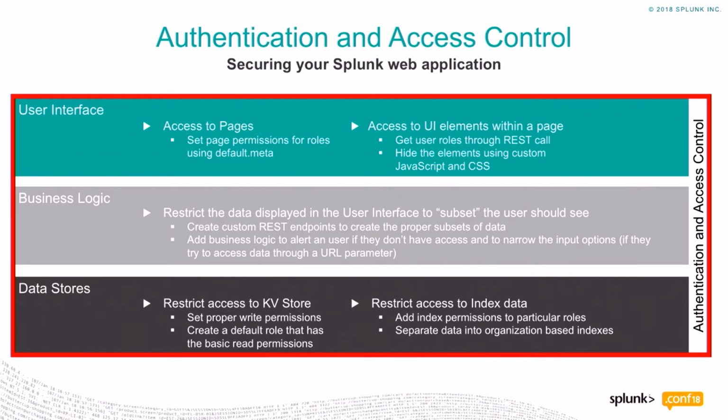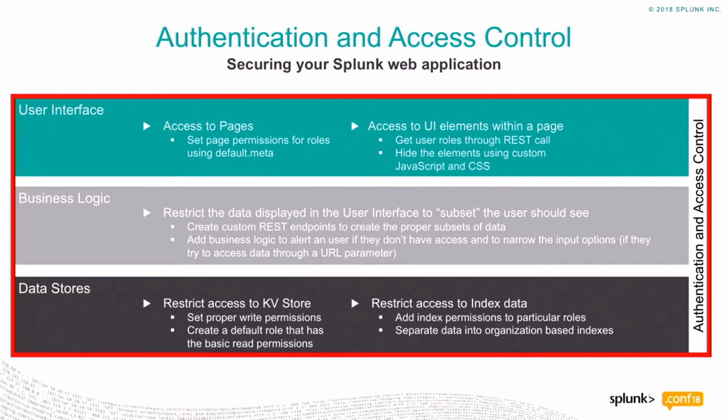So for the user interface, we use the default.meta to just stop users from accessing particular pages. We then also used the REST calls you can use through Splunk to actually get the user's roles and permissions, and use that along with JavaScript and CSS to hide different elements and pages that they do see that they shouldn't have access to. Then the second piece, how do you actually make that stick, is you use the web services to filter the data coming back in the first place and make sure that you check users' access before they try to access something they shouldn't be seeing.